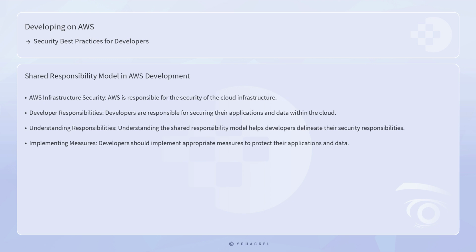Developers should also be aware of the shared responsibility model when developing on AWS. According to this model, AWS is responsible for the security of the cloud infrastructure, while developers are responsible for securing their applications and data within the cloud. Understanding the shared responsibility model helps developers delineate their security responsibilities and implement appropriate measures to protect their applications and data.